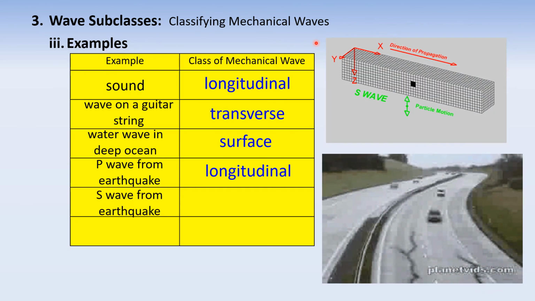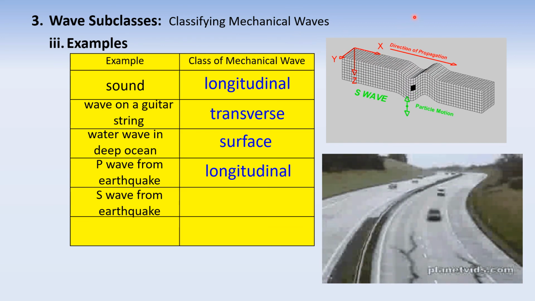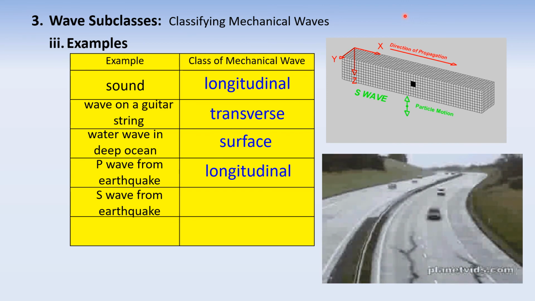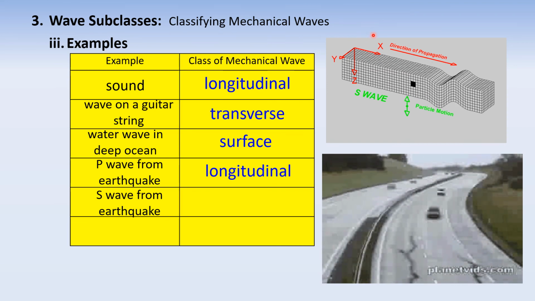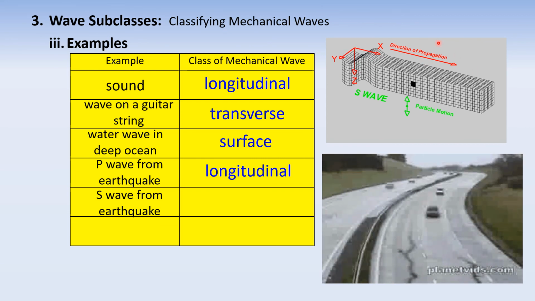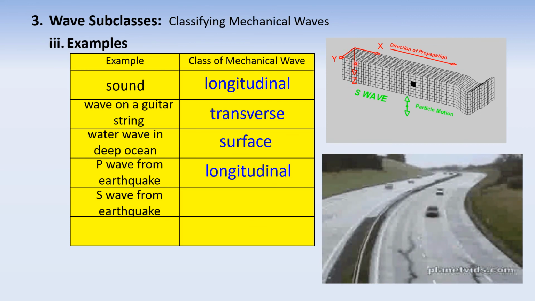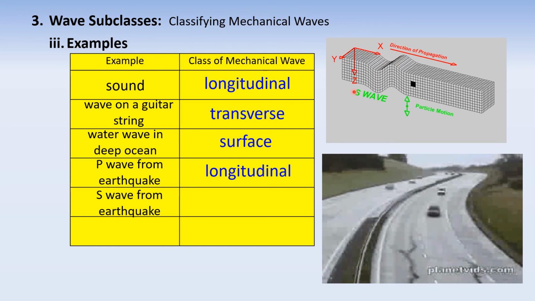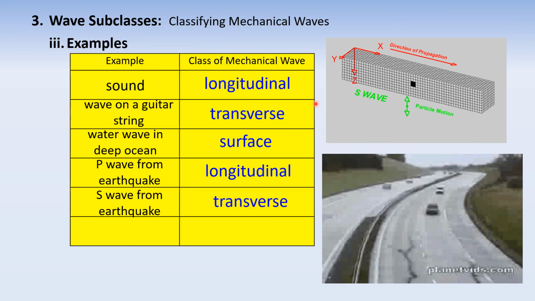The S wave from the earthquake stands for secondary wave. These are the waves that travel a little bit slower and reach the seismic station a little bit later than the primary waves. Notice here in the simulation that just like in the case of the P wave, the wave travels in the X direction, so the energy travels in the X direction. But notice here that the particles in the medium are displaced in the Z direction, transverse or perpendicular to the direction the energy travels. So this makes the S wave a transverse wave.